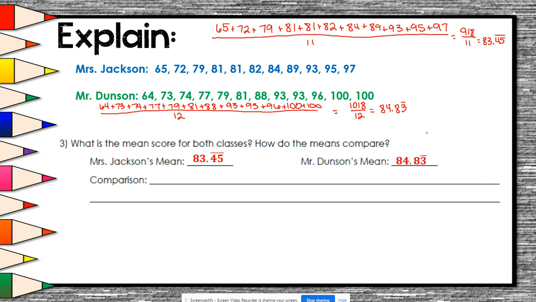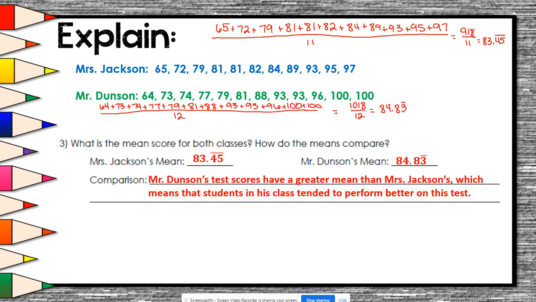Now, mean is a measure of center, which means it tells us about the typical performance of a data set. So I noticed that Mr. Dunson has a larger mean than Miss Jackson. So since this tells us typical performance, I can say that since his mean is greater, Mr. Dunson's students typically have higher test scores than Miss Jackson's. So my comparison is Mr. Dunson's test scores have a greater mean than Miss Jackson's, which means that students in his class tended to perform better on this particular test.